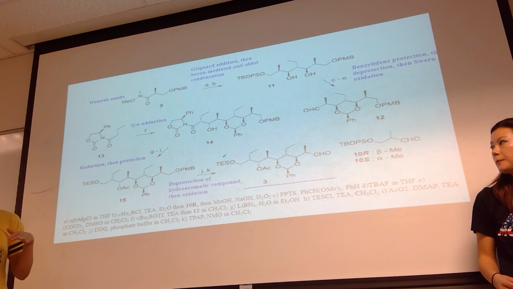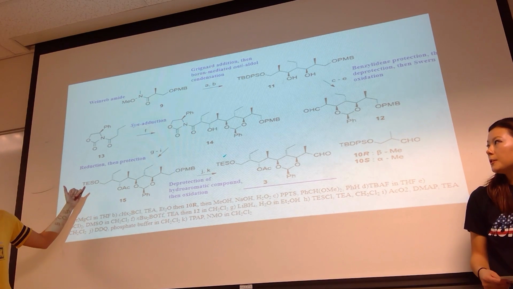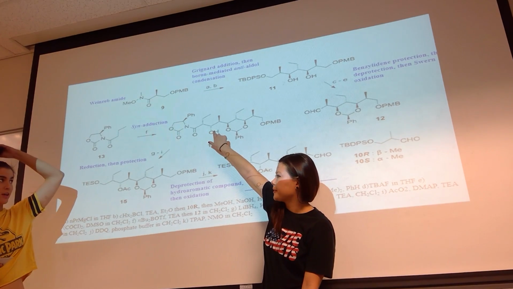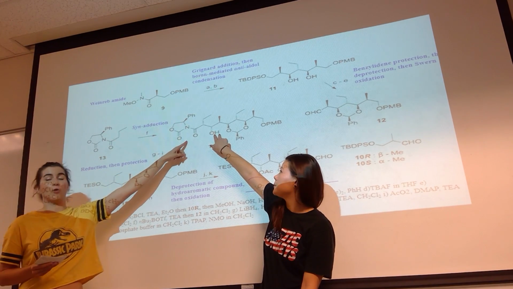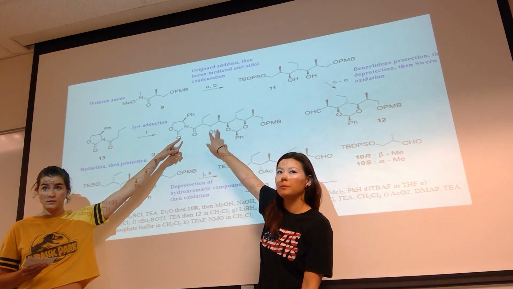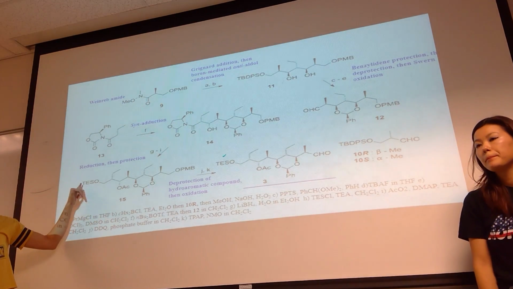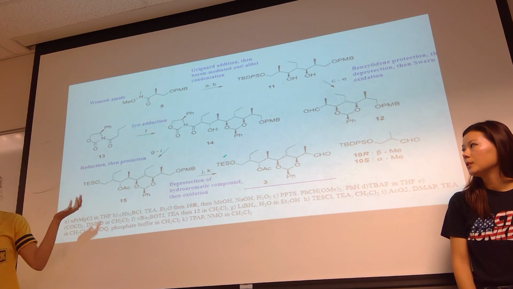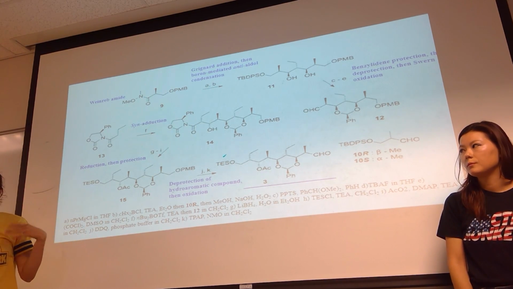So then is the protection the Ac group going on that O, or is it the TES? Okay, so the acylation here. Initially this is formed into a primary alcohol, and then we protect that with the TES protecting group, which has silicon in it, and it's a good protecting group.